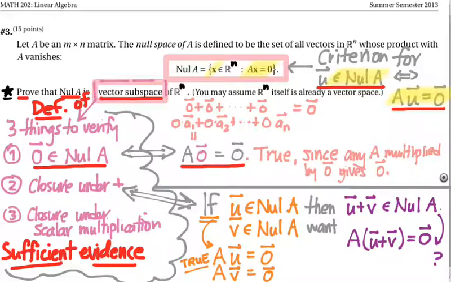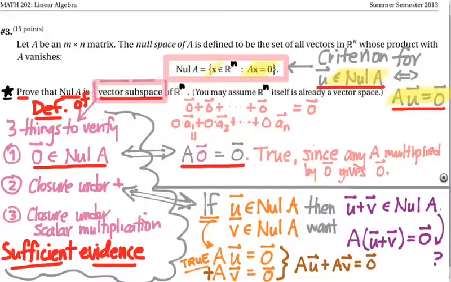Let's add the two orange pieces together. When I add the orange pieces together, I find out that A times u plus A times v is equal to the 0 vector plus the 0 vector. But the 0 vector is the additive identity in a vector space, so the 0 vector added to anything is itself. So when I add the two equations that we know to be true on the left, I get another equation which must be true. A times u plus A times v is equal to the 0 vector.